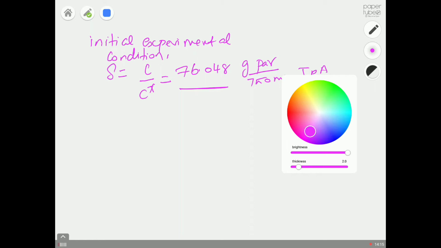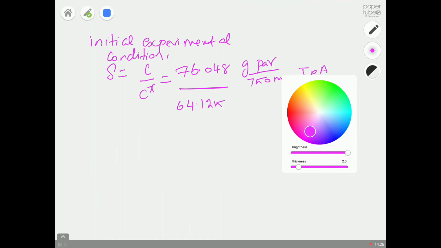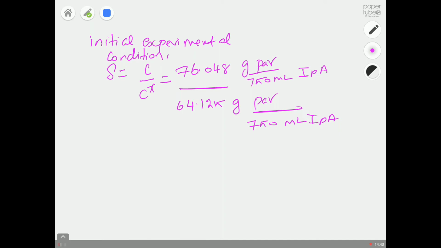So C star will be equal to what we just calculated, it's here, 64.125 grams of paracetamol per 750 ml IPA. Whatever numbers we are calculating, all these values are connected with the crystal growth experiment that we performed in the lab. So this is your initial supersaturation ratio, to be precise.